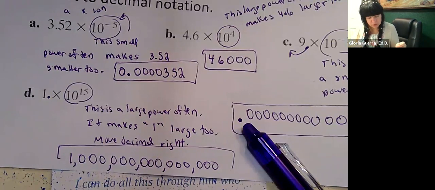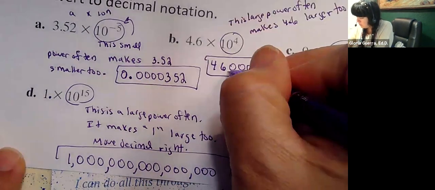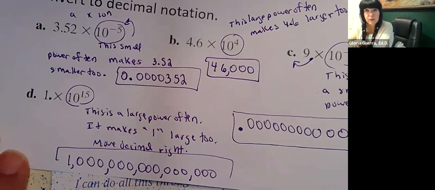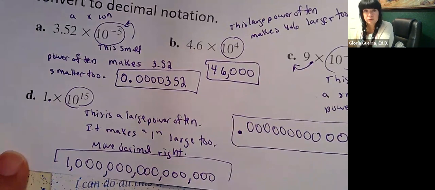I was kind of also checking the answers. Like this one needs a comma, 46,000. Okay, let's stop here. So work on your information in Connect Math.